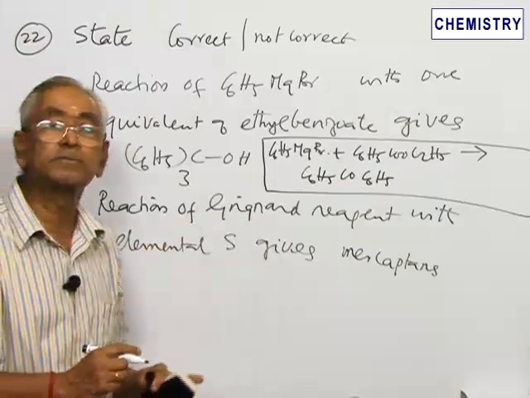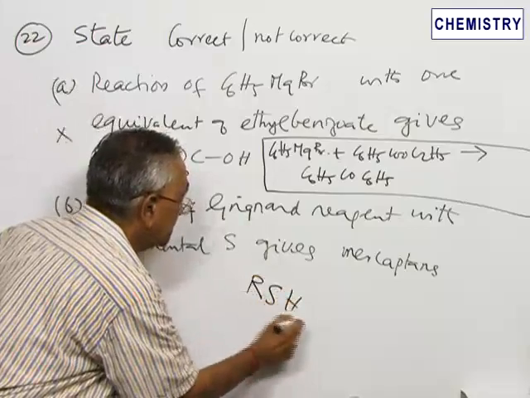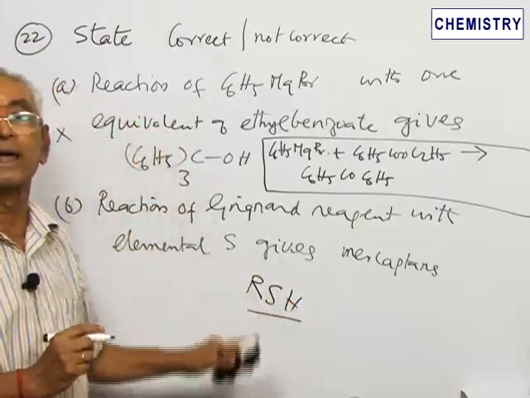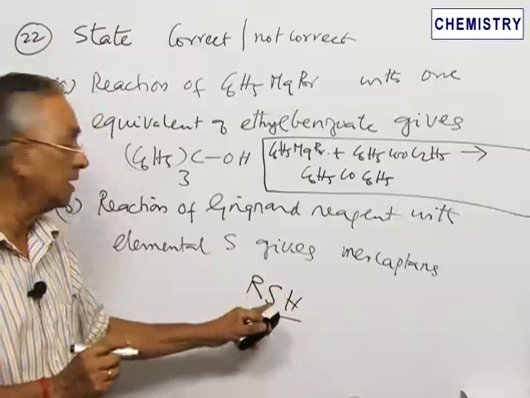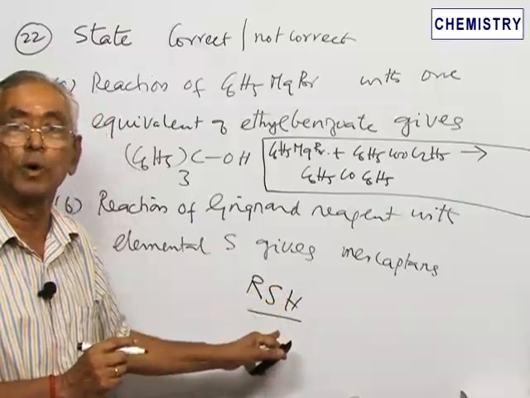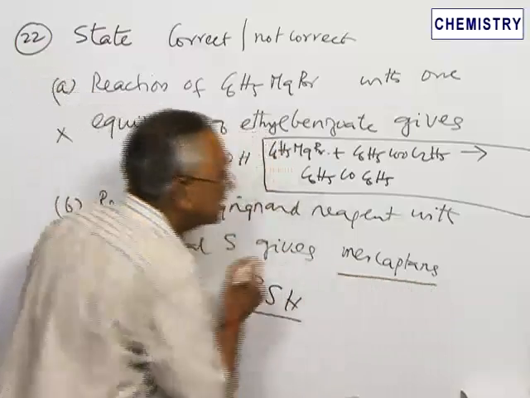What are mercaptans? Mercaptans are all thioalcohols, RSH. Generally the common name is thioalcohols. If it is ROH, they are alcohols. If S is present in the place of O, then it is known as a thioalcohol. The other name for thioalcohols is mercaptans.